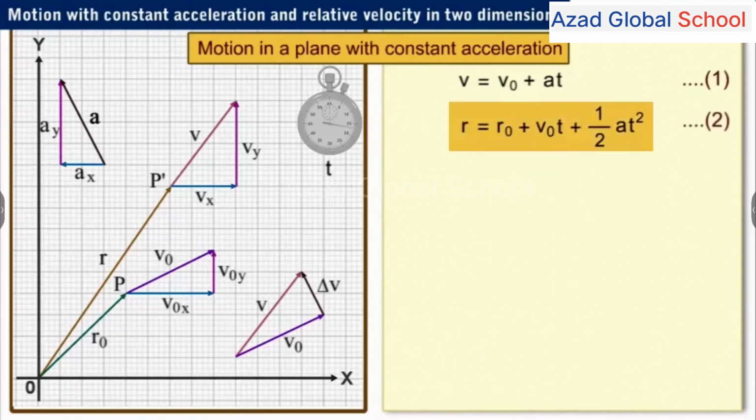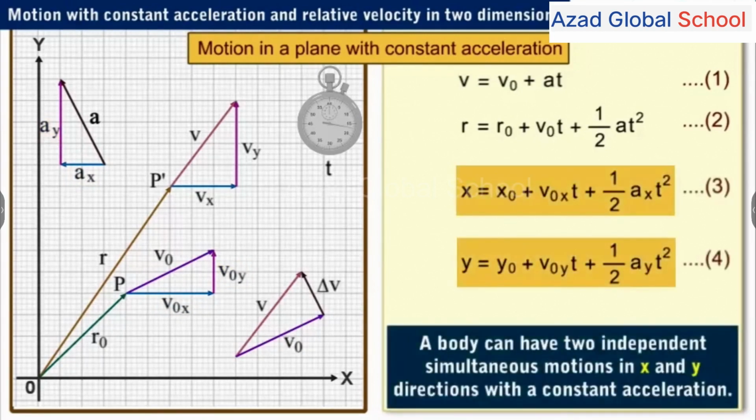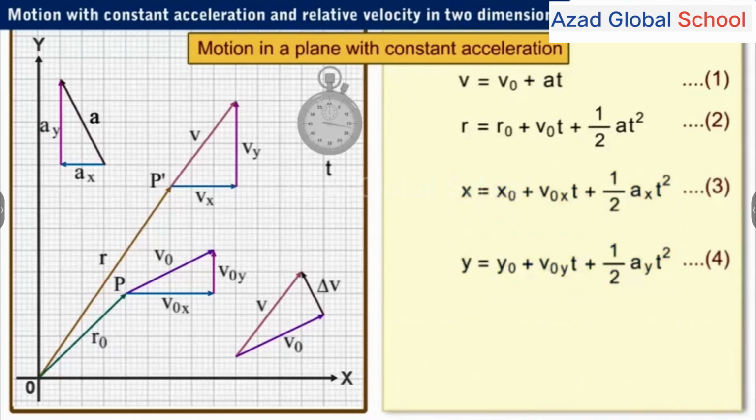Equation 2 can be written using its components as x is equal to x0 plus v0x into t plus half axt square and y is equal to y0 plus v0y into t plus half ayt square. Let this be equation 3 and 4. These equations imply that a body can have two independent simultaneous motions in x and y directions with constant acceleration. Similar equations can be written for three-dimensional motion also.